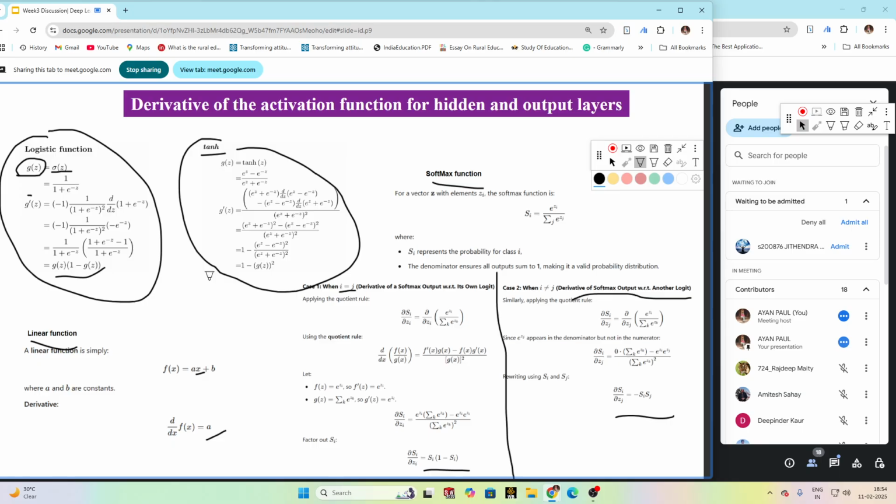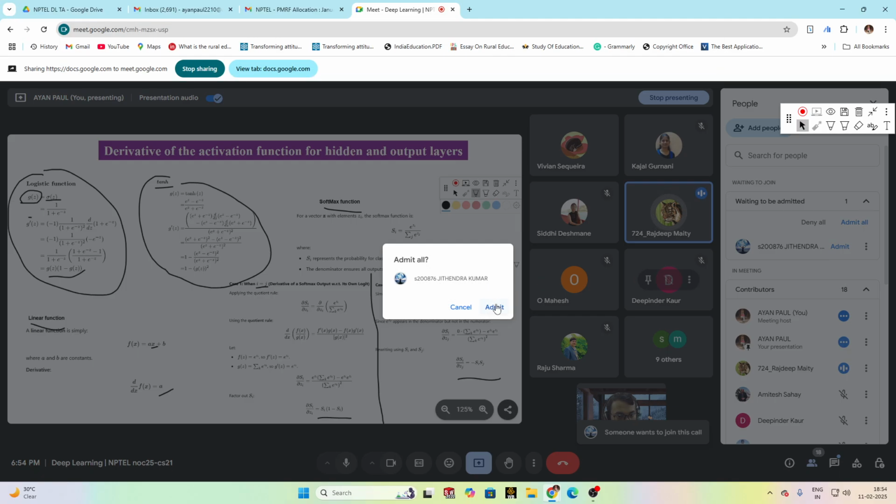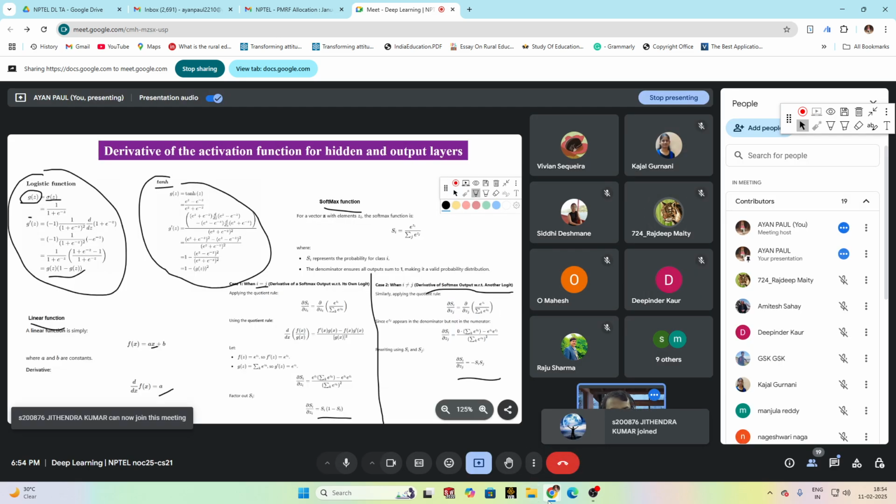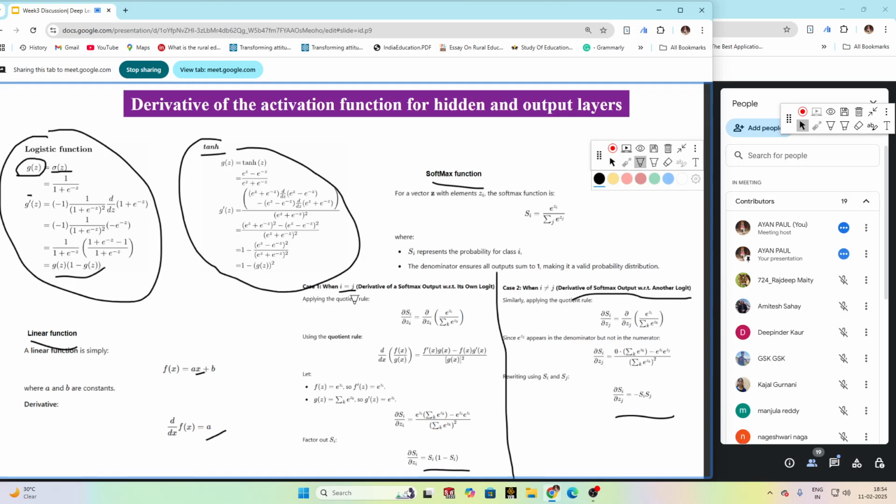Sorry to interrupt in between, sir. What does j represent? i is the class, what is j? j is the total number of classes, and i is the winner class. i represents the probability for class i. And j, like if we have 5 classes, then the first, second, third, fourth, and fifth will be represented by j, and i is your winner class.